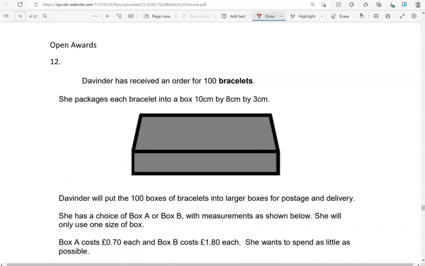Davender has received an order for 100 bracelets. She packages each bracelet into a box 10 cm by 8 cm by 3 cm. Davender will put the 100 boxes of bracelets into larger boxes for postage and delivery. She has a choice of box A or box B with measurements as shown below. She will only use one size of box. Box A costs 70p each and box B costs £1.80 each. She wants to spend as little as possible.